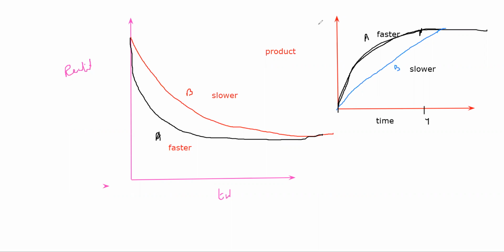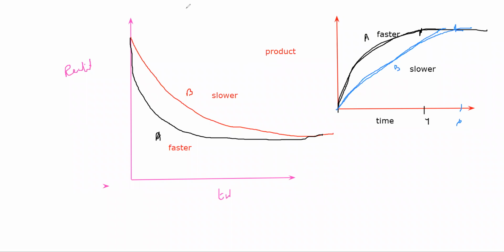But when you check for B, is it less steep or does it take more time to complete the reaction? At this point, it completed. Maybe it completed at 6 seconds. So the one which is steeper is a faster rate of the reaction.